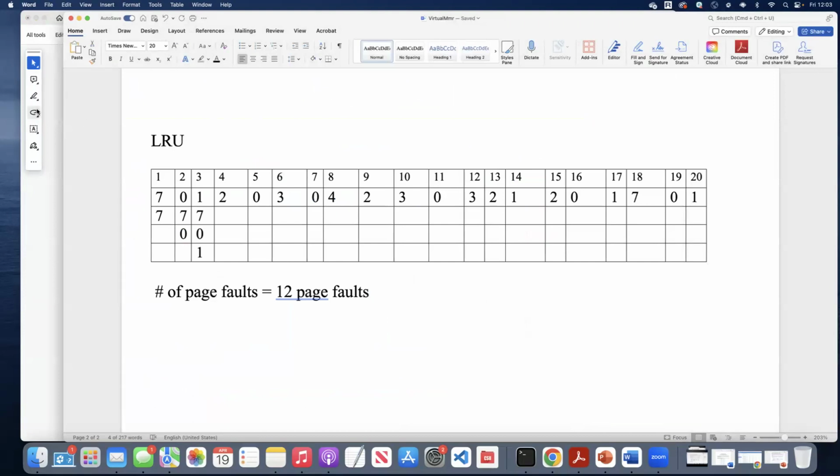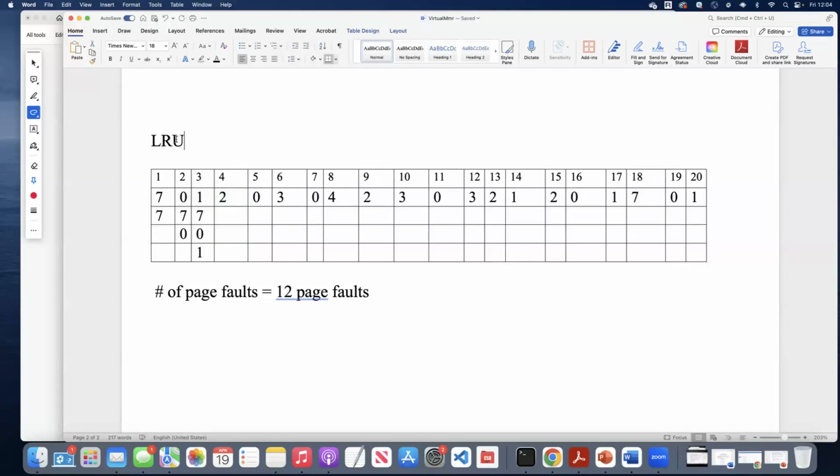Here we use the same reference string. The process accesses page 7, and then page 0, and then page 1, etc. The first three are 3 page faults, and we load the first 3 pages into the 3 free frames. So we have 3 page faults here, but we don't need page replacement. And then the process needs to access page 2. Now we have a page fault and we need a page replacement.